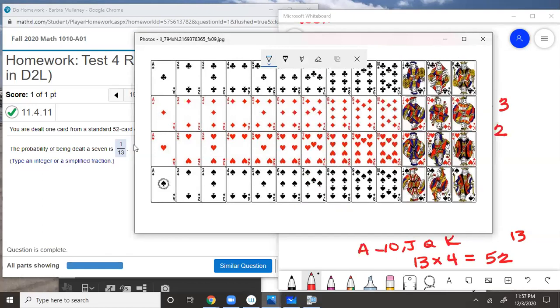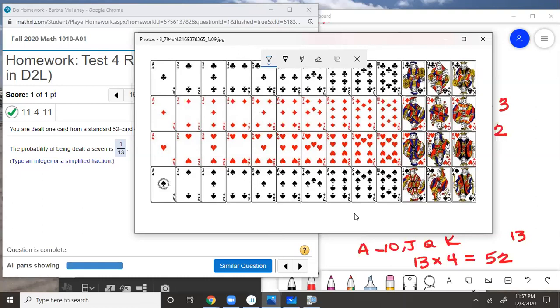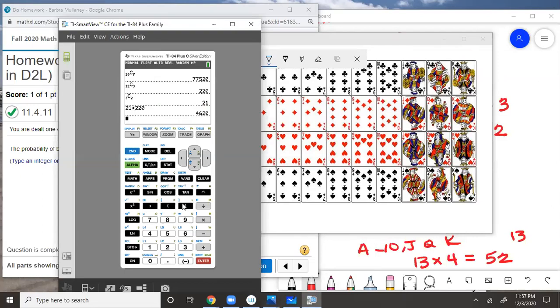And for each card, there are 4 ways of getting an ace, 4 ways of getting any number card. Okay, so 4 2s, 4 3s, 4 jacks, queens, kings, right? Half the deck is red, half the deck is black. So 26 are red, 26 are black. So the probability of being dealt a 7. Now we do know that there are 1, 2, 3, 4 7s out of this whole deck, which is 52. So the probability is 4 over 52.